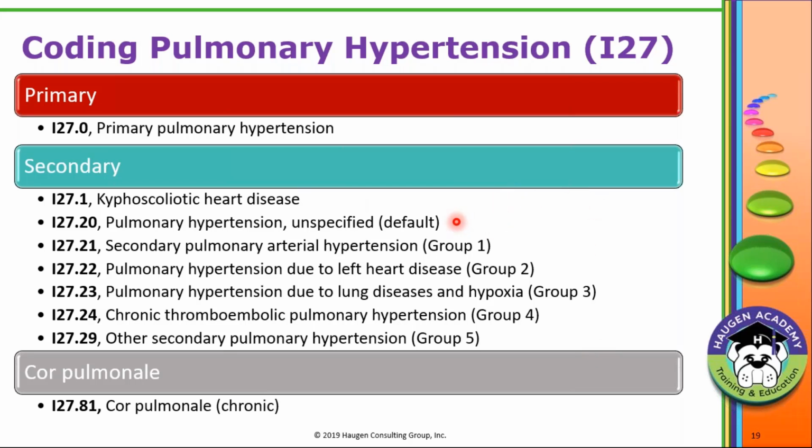And I put in parentheses what's in the inclusion notes underneath each code. I just didn't have enough room on this slide to put them underneath. But you'll notice that this code I-27.20 is our default if there's no other information. And then we've got group 1, group 2, group 3, 4, and 5. We have a separate code for cor pulmonale, and cor pulmonale is an add-on code. So if you have a patient who has pulmonary hypertension and cor pulmonale, you are going to be assigning one of these other codes as well as the I-27.81.